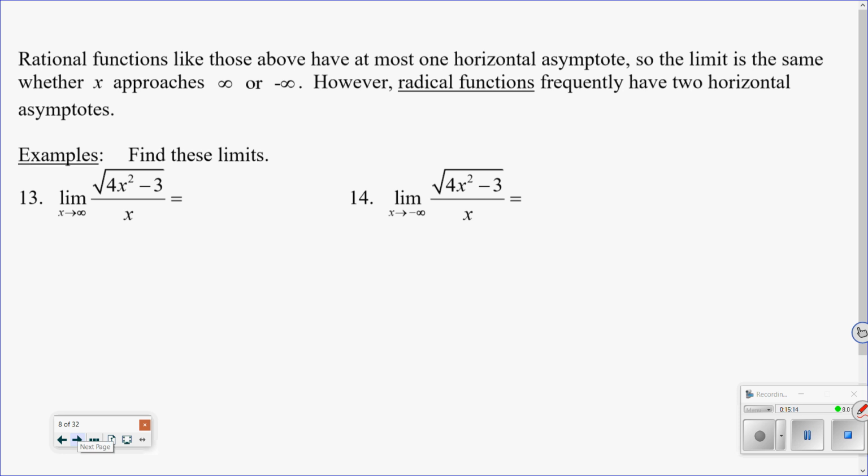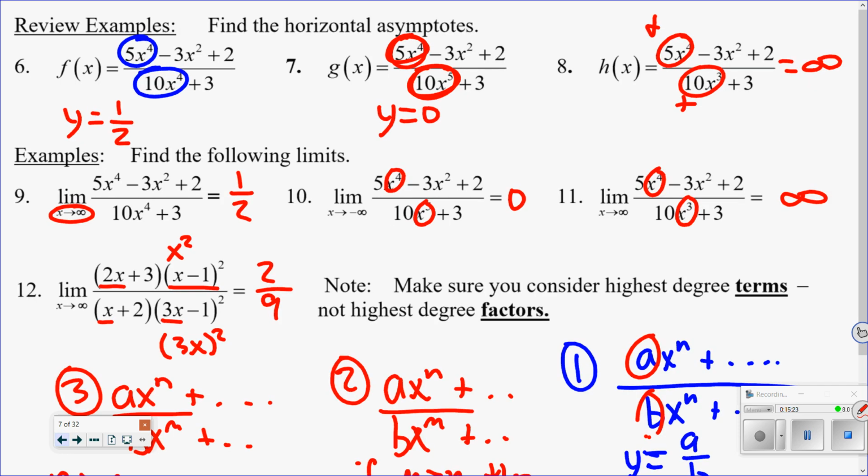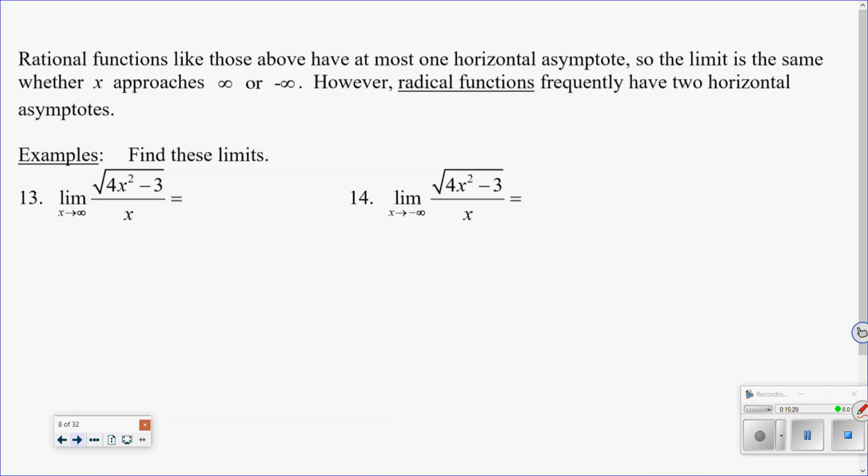Okay, these are a little bit tricky. If you have a rational function, and all these previous examples we did are rationals, that's when you just have a polynomial on top and a polynomial on the bottom. When that happens, they will have at most one asymptote. But if you have a radical function, a lot of times you'll have two asymptotes. So look at these examples 13 and 14.